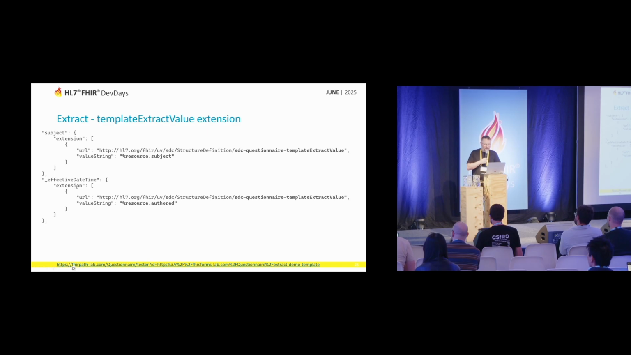And here is the effective date time. Effective date time is a primitive, so therefore you have to use, in this case, this is JSON, so it's using that JSON.